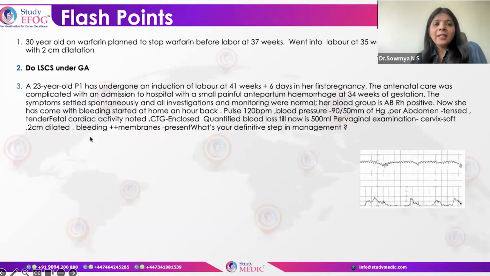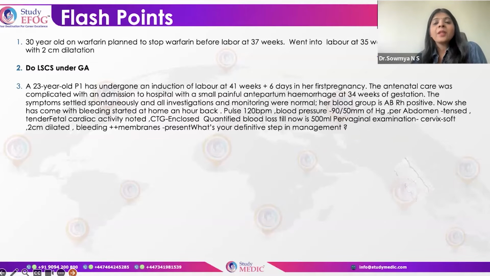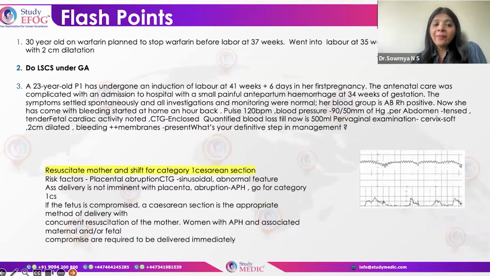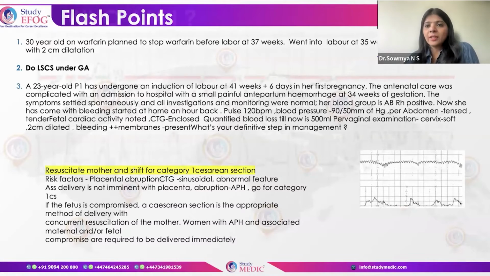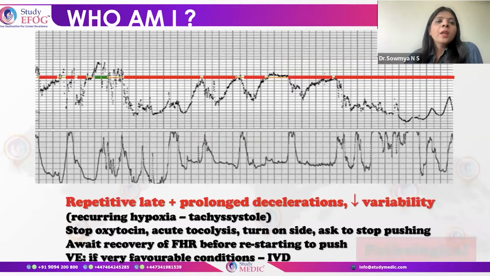Obviously, unless she's fully dilated, where you can put forceps and take it out. Here, it is 2 centimeters dilated, membranes intact. So the next best option is start resuscitating the mother. Don't forget the mother. Start resuscitating the mother and then shift her for category 1 cesarean section. Okay, so that's the best for both mother and the baby. And this we have covered.